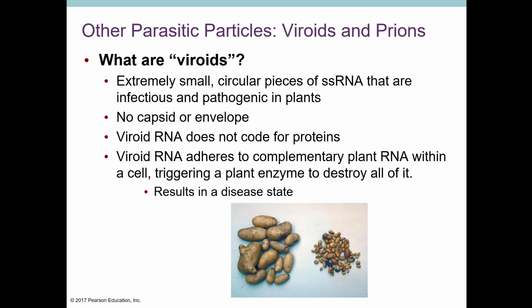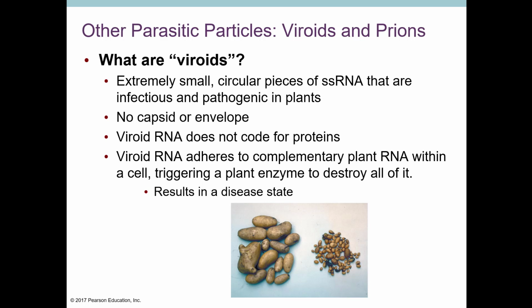They don't have a capsid, they don't have an envelope. The RNA doesn't seem to encode any proteins, but it has an effect on the plant, and it results in a disease. So in this picture on the left, some kind of potato that is normal, not infected by this viroid. On the right, these potatoes come from plants that have been infected. Now, if you ate the potatoes, it probably wouldn't do anything to you, because things that infect or affect plants, either way, would be unlikely to affect animal cells.